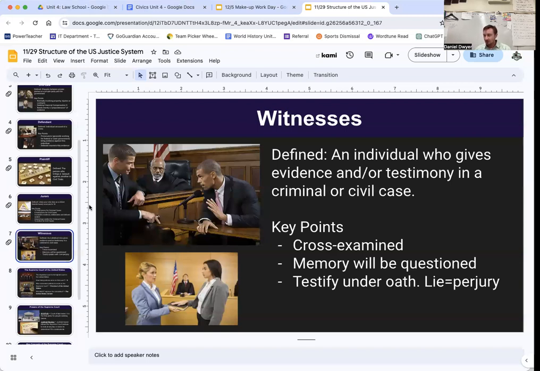Their memory will be questioned, so they'll try to put doubt that this person is not remembering things correctly. And they do testify under oath, meaning if you do lie, that is perjury, that is a crime.